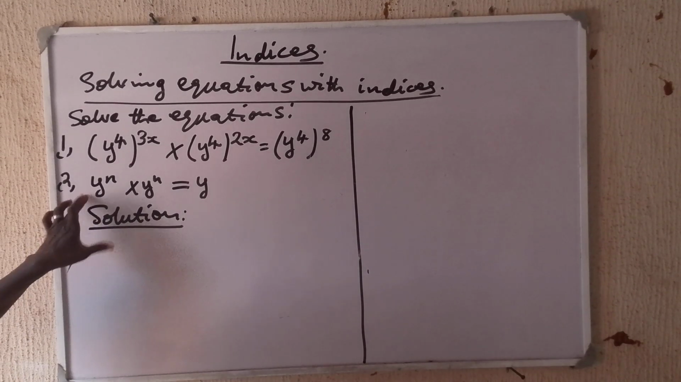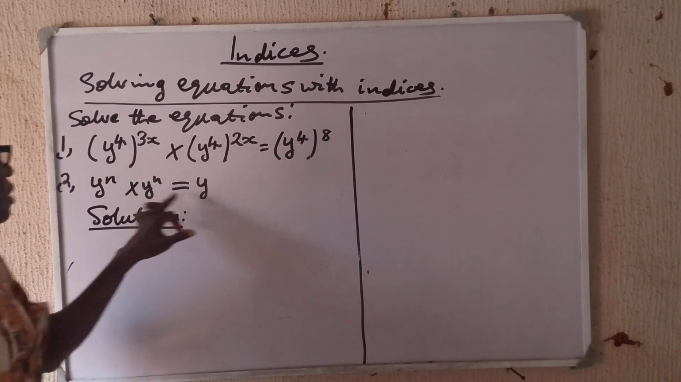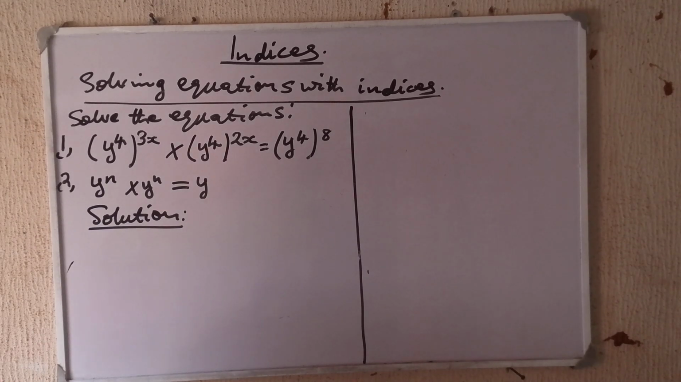The second one is y^n times y^n equal to y. We have to start now.